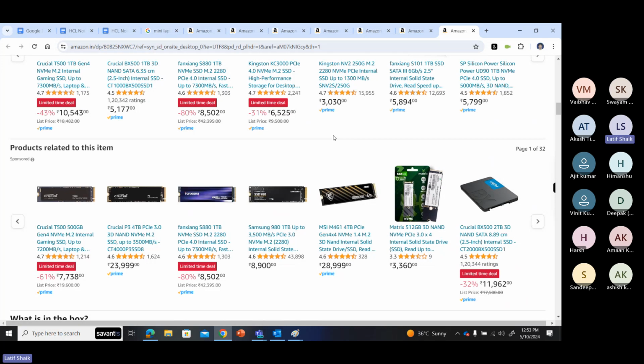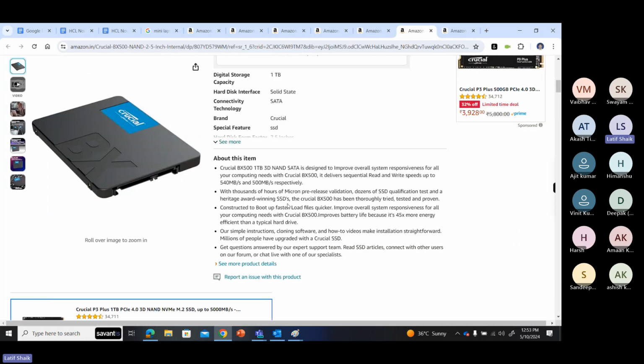Yes, your laptop hard disk is a SATA interface hard disk. If you change it, to what are you changing it? To change it to a SATA interface SSD only, like this. So you don't achieve much speed. You may achieve a little bit of speed, but both are SATA interface only.